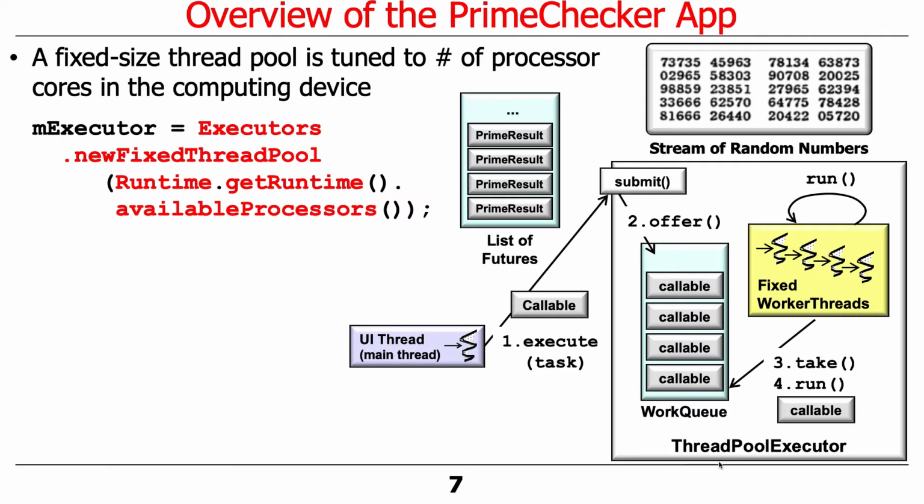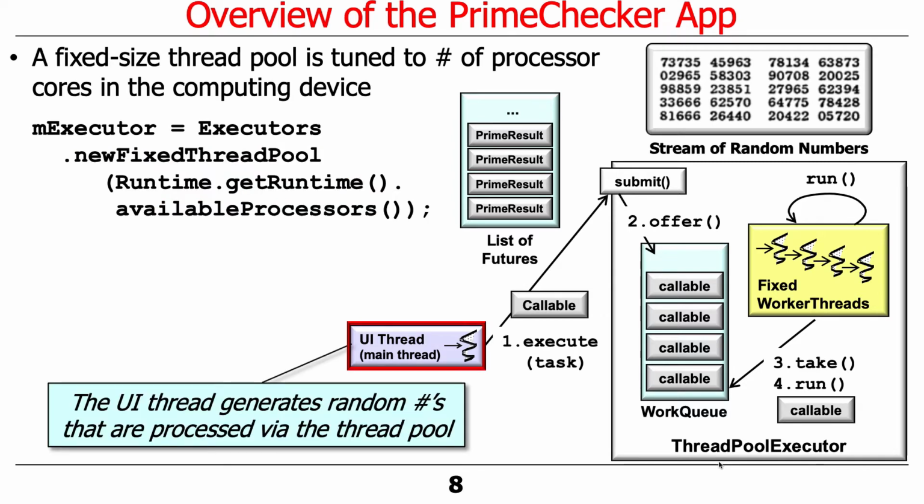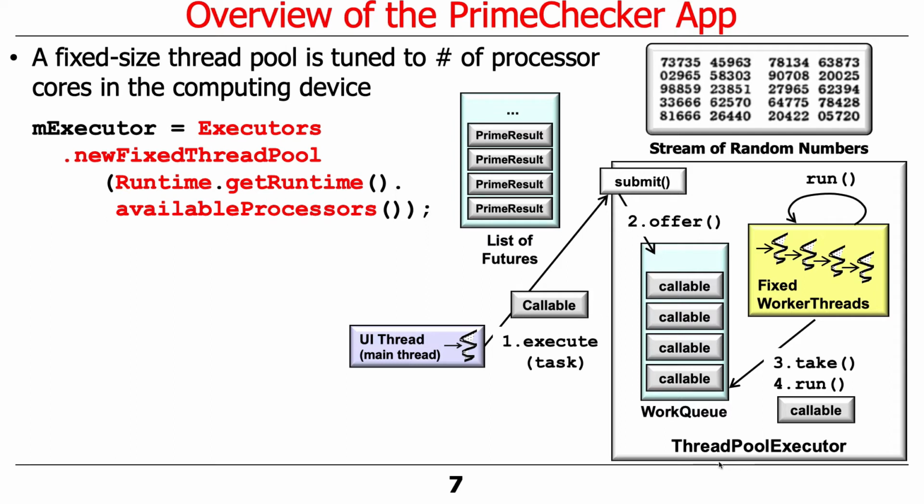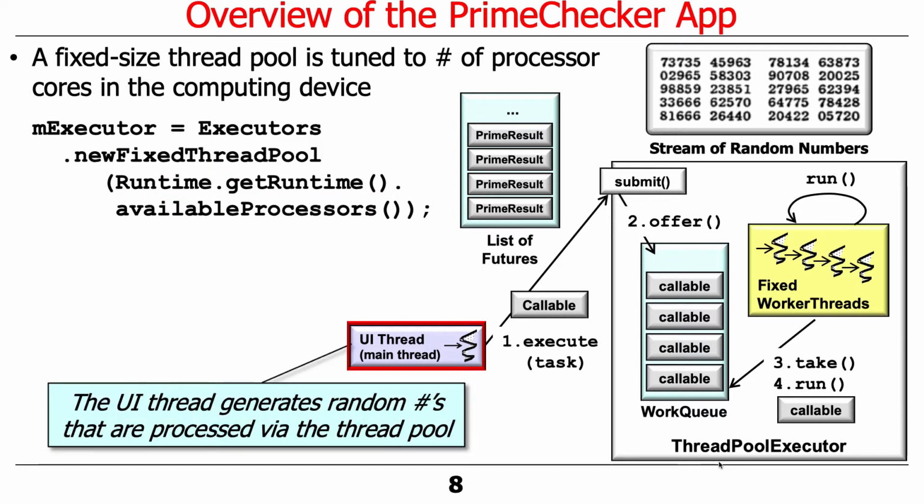As with the Executor implementation, this Executor Service implementation also uses a fixed size thread pool using the new fixed thread pool method. And you can see here that we also give it the get runtime available processors count, so it's going to have as many threads in the pool as there are cores on the machine.